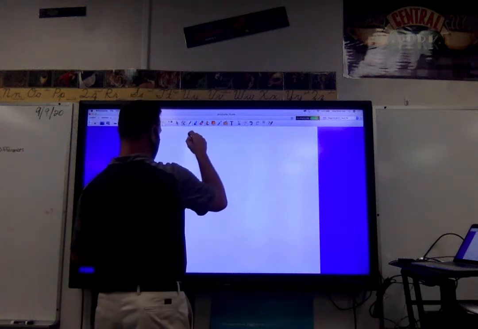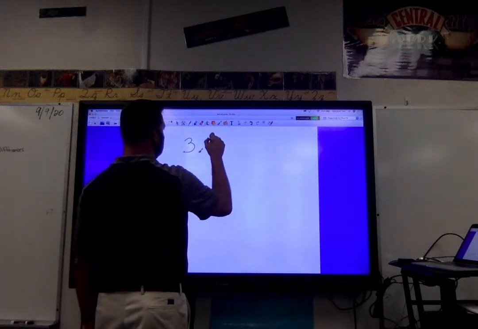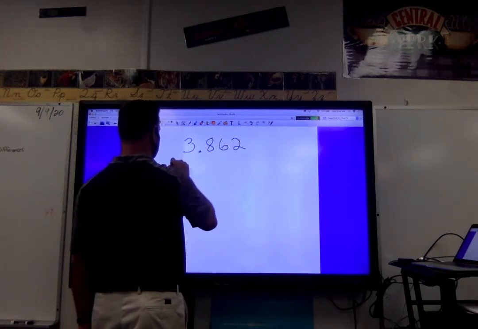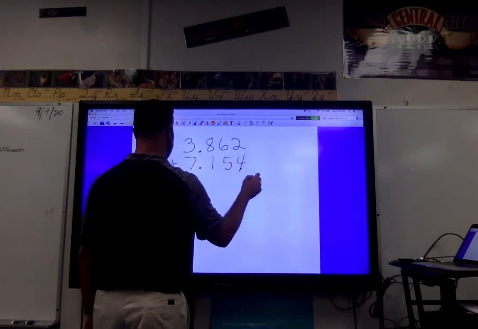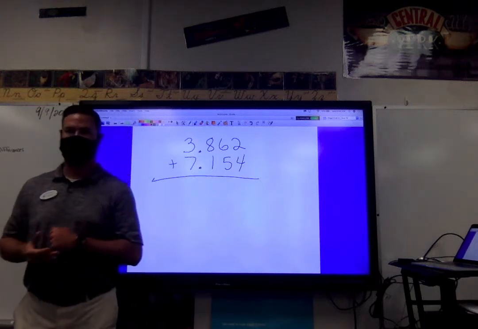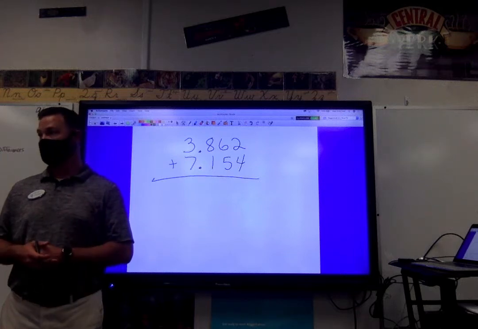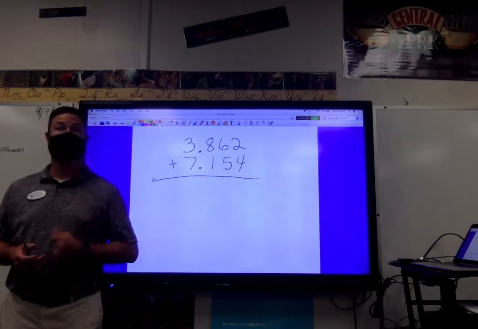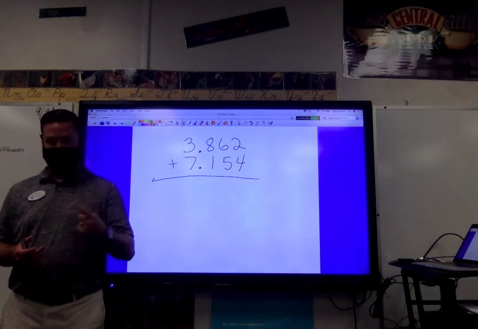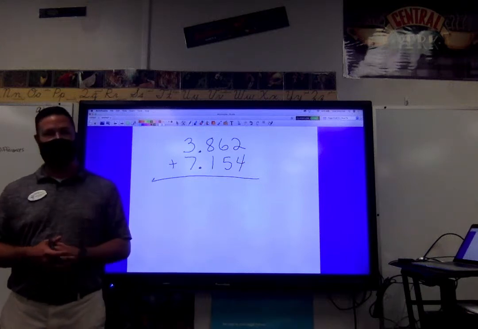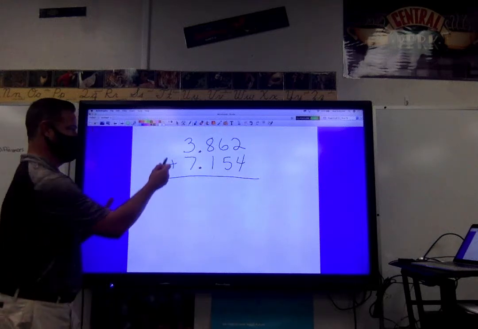So let's try another one. One last one here. Okay, step number 1, what do I need to do? Which means, what is the step? Step number 1 when it comes to estimating, what do I have to do? Round, thank you. I need to round these two numbers. Where am I rounding it to? Step 1 is find the place. Where am I rounding? Whole number. What number is the whole number in my first problem?